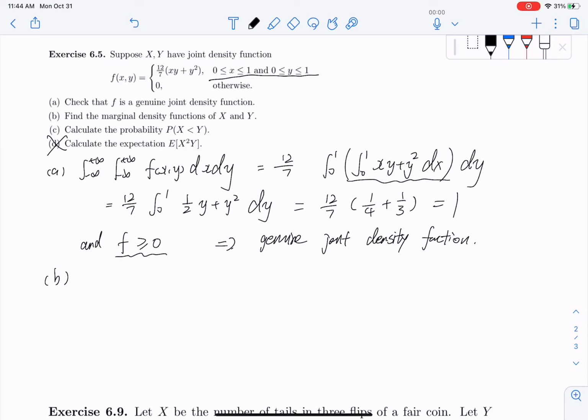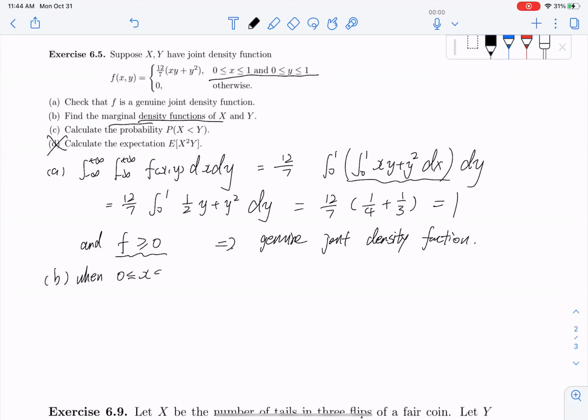So let's look at B, the marginal density function. Here we just need to do some integration, but you need to specify the range, because the marginal density function is non-zero in some area, but zero in some other area. So you need to specify the whole distribution, not just the function you want.